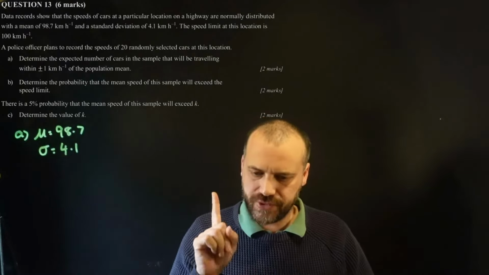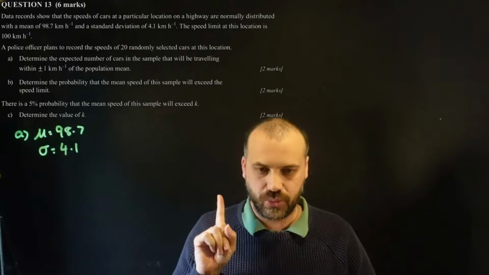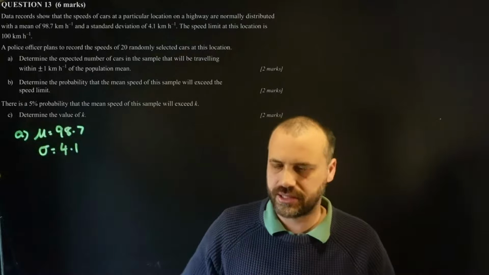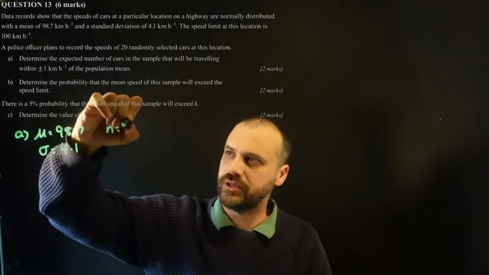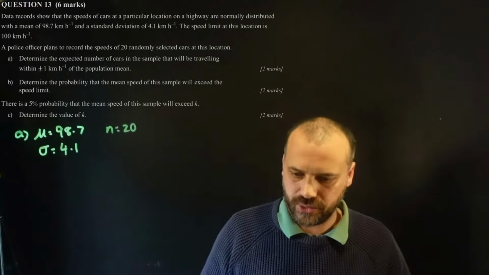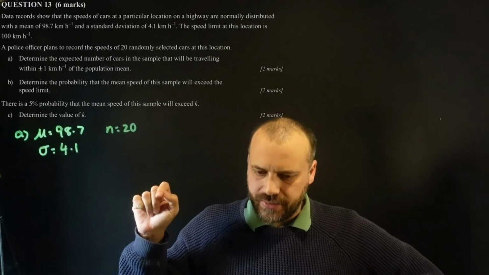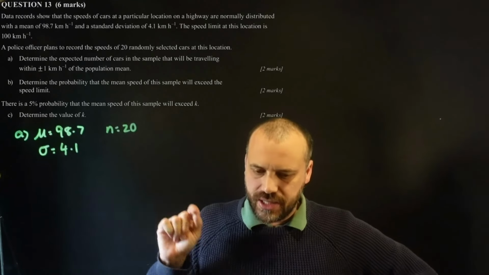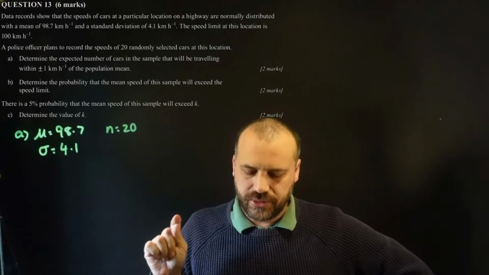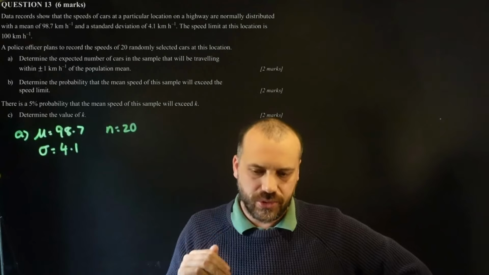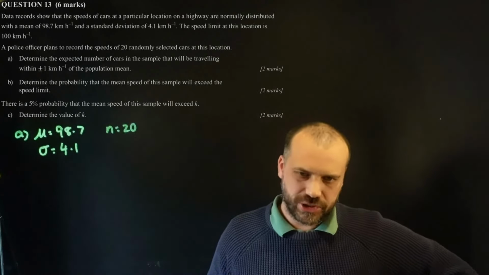A police officer plans to record the speeds of 20 randomly selected cars. Alright, so we've got a sample of 20. That's important. Now let's go. Part A. Determine the expected number of cars in the sample that would be travelling within plus or minus 1 kilometre of the population mean.